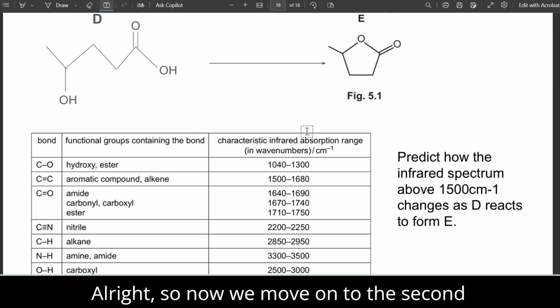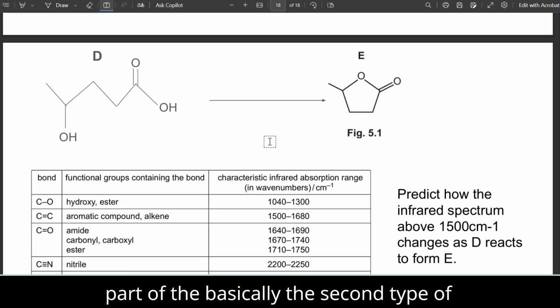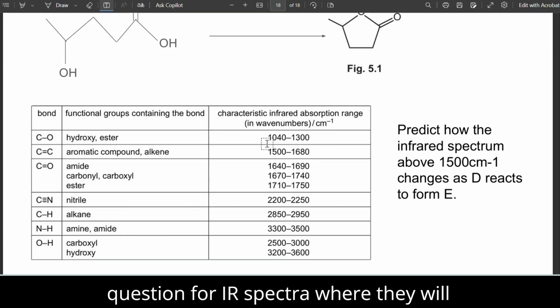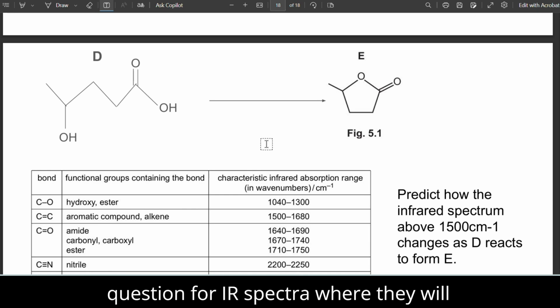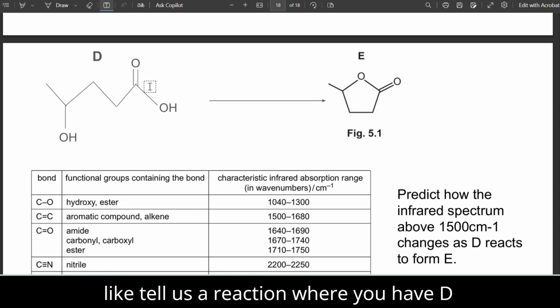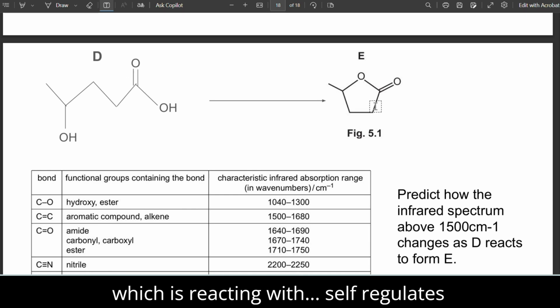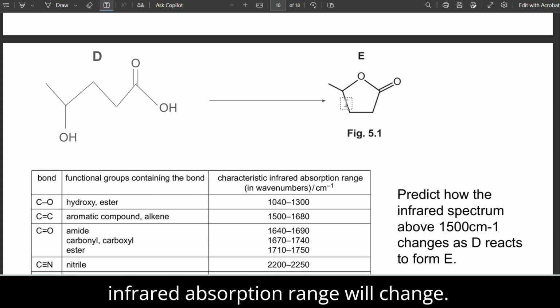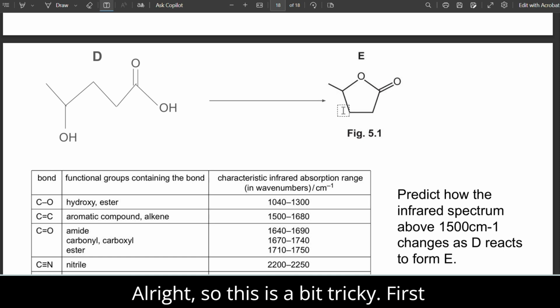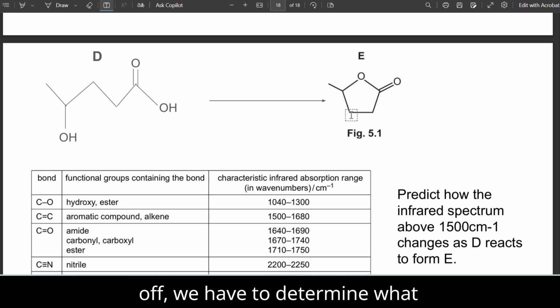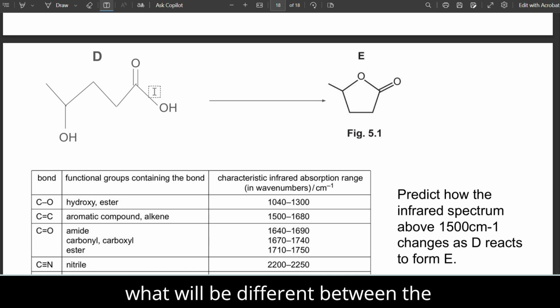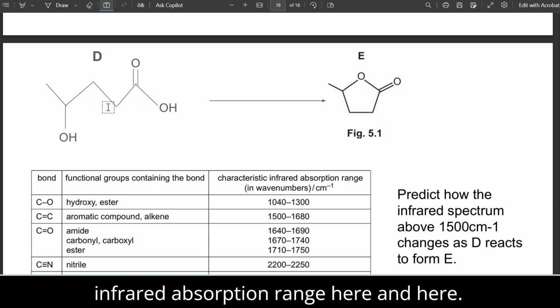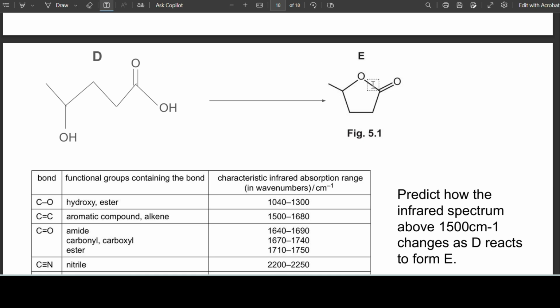Alright, so now we move on to the second type of question for IR spectra, where they will tell us a reaction where you have D, which is reacting with sulfuric acid to become E, and then how the infrared absorption range will change. Alright, so this is a bit tricky. First off, we have to determine what will be different between the infrared absorption range here and here.